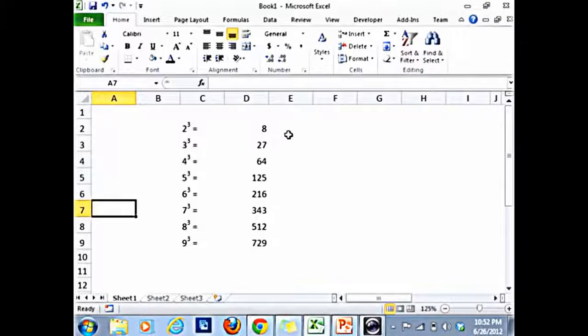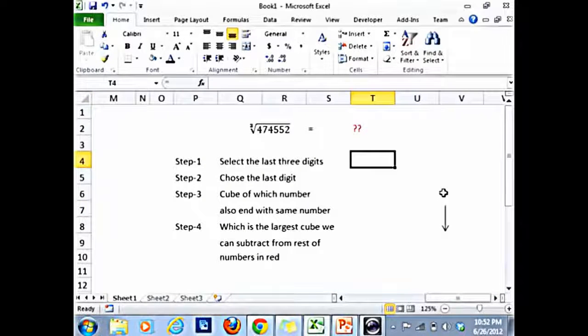So we have 2 cube is equal to 8, 3 cube is equal to 27, and similarly we have 4, 5, 6, and all these cubes here. You need to remember these cubes to get the cube root of a large number. Now I have 4 basic steps to get the cube root of a large number.